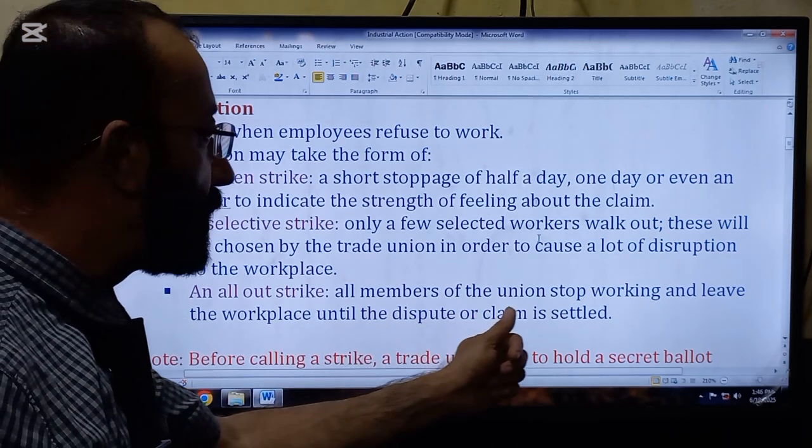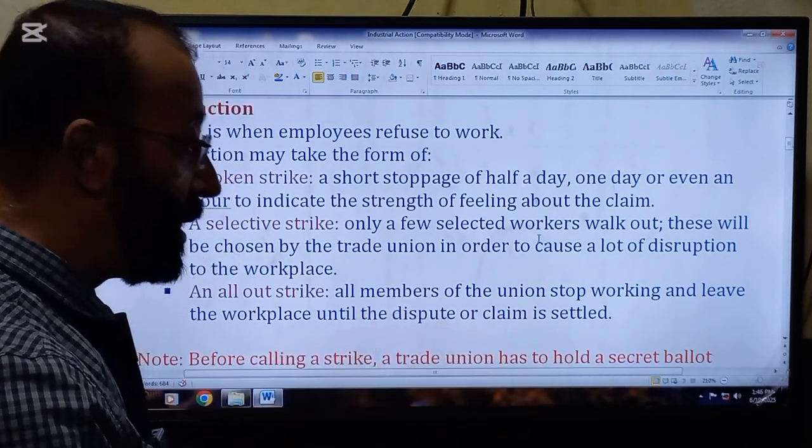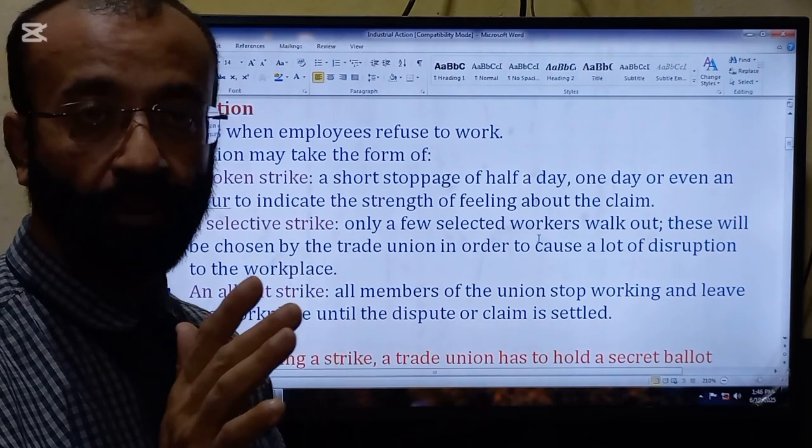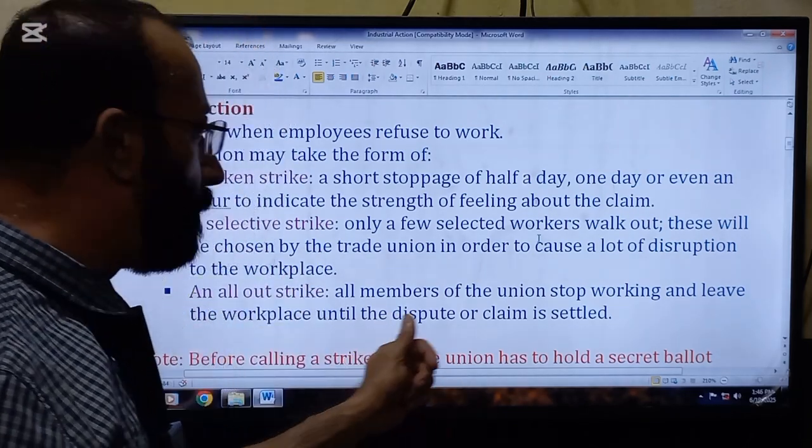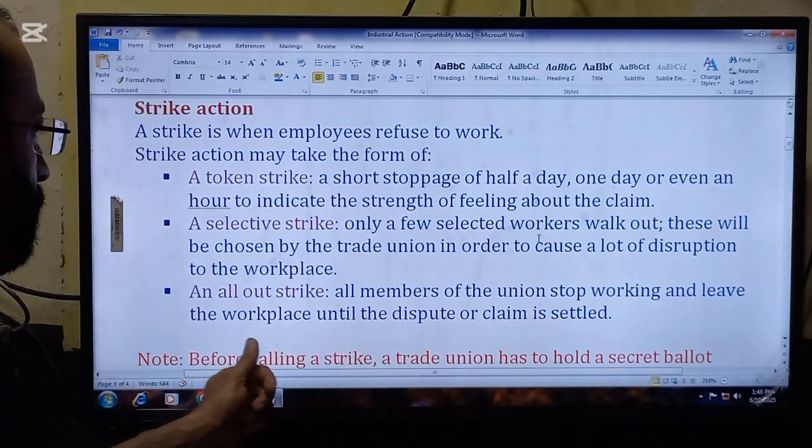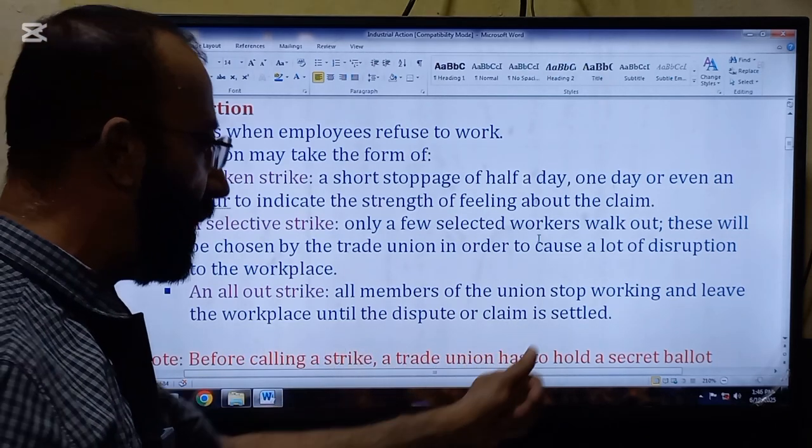All members of the union stop working. So this is a type in which the full workforce goes on strike. They stop working and leave the workplace until the dispute or claim is settled.